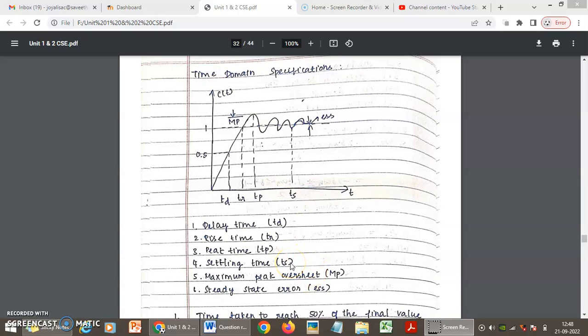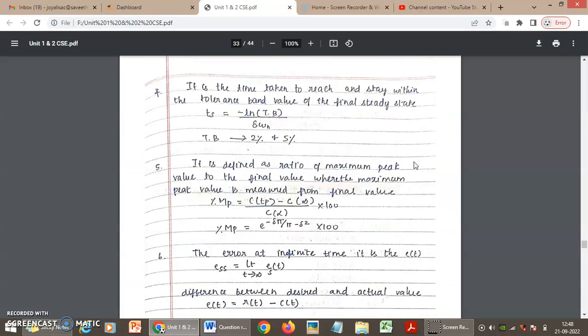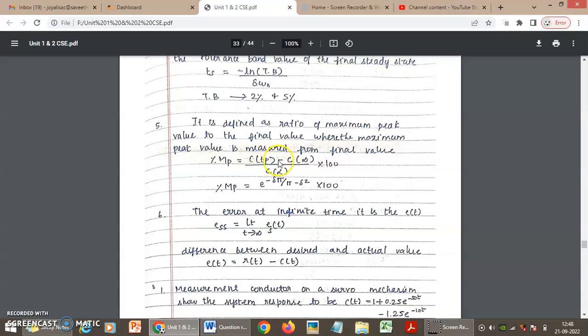Maximum peak overshoot is just a formula. It is the ratio of the maximum peak value to the final value. Here the final value is 1, the peak value is here. So the difference is MP. Okay. Peak overshoot. I'll show you the formula for percentage peak overshoot. It is nothing but C of TP minus C of infinity divided by C of infinity. The final value is C of infinity, the peak value is C of TP. So C of TP minus C of infinity divided by C of infinity, times 100.